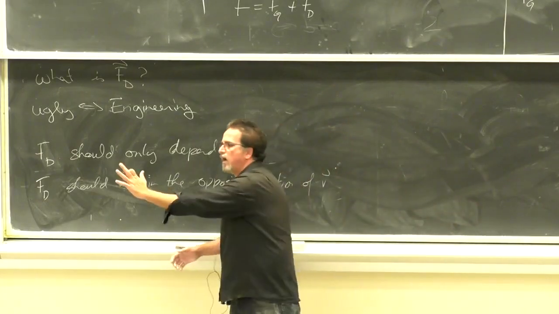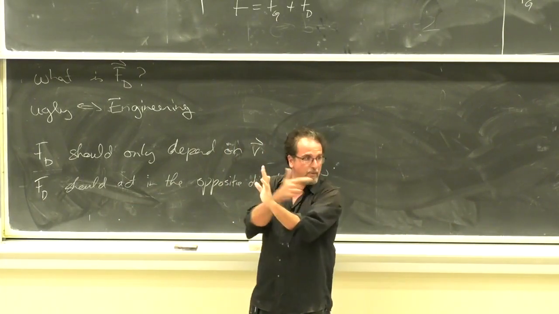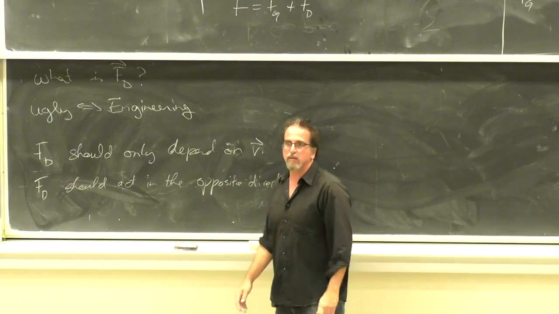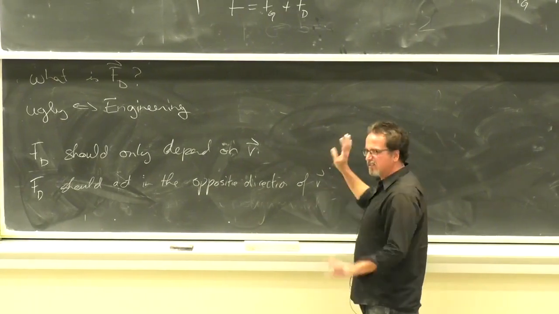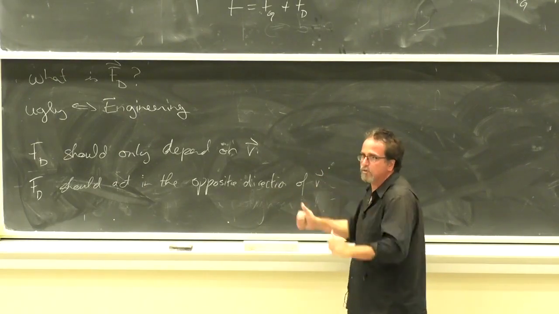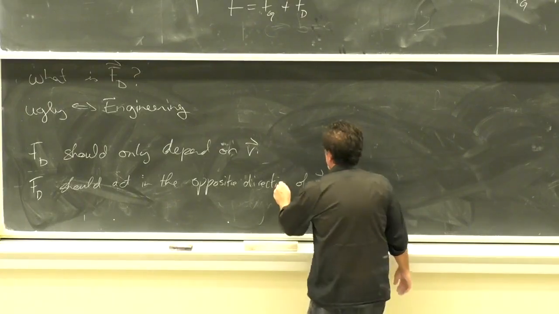If I go this way, the force of the air is tending to force me that way. You know this when you're trying to bike and you're late for a class, right? When the wind is stationary, let's not worry about the headwinds. Just even when the wind is stationary, you're biking into the wind. You feel the force behind you. So it should act in the opposite direction of V.